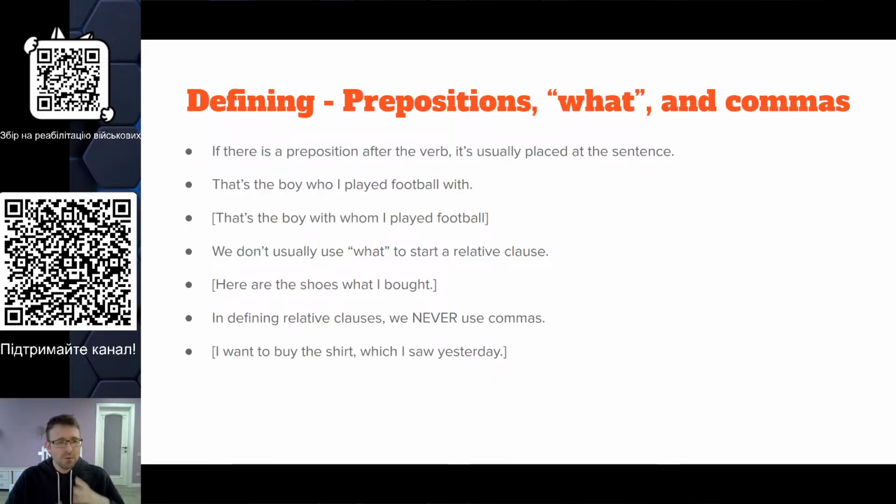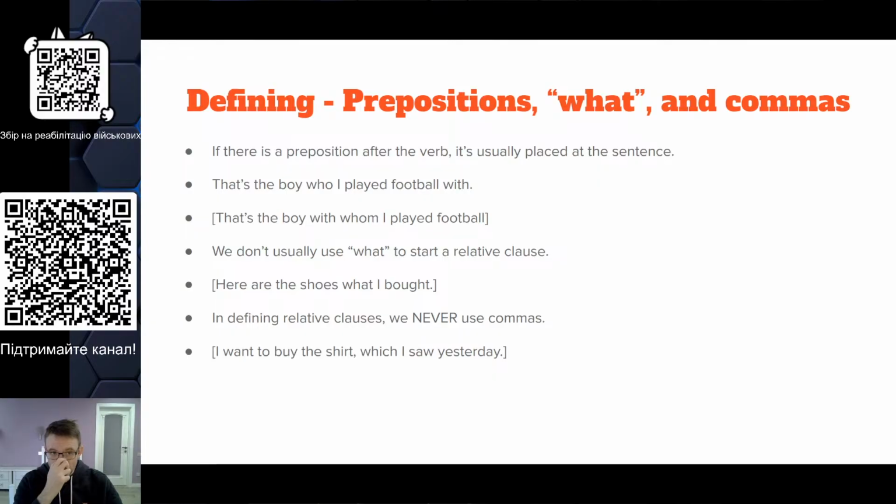So there are a few more nuances to highlight about using defining relative clauses. The first thing to highlight is about prepositions. Prepositions are small words that we use to connect different parts of the sentence. Words like at, on, in, of, with, without. Words like these are prepositions. And with relative clauses, if there is a preposition in the sentence after the verb, then we usually put it at the end of the sentence.